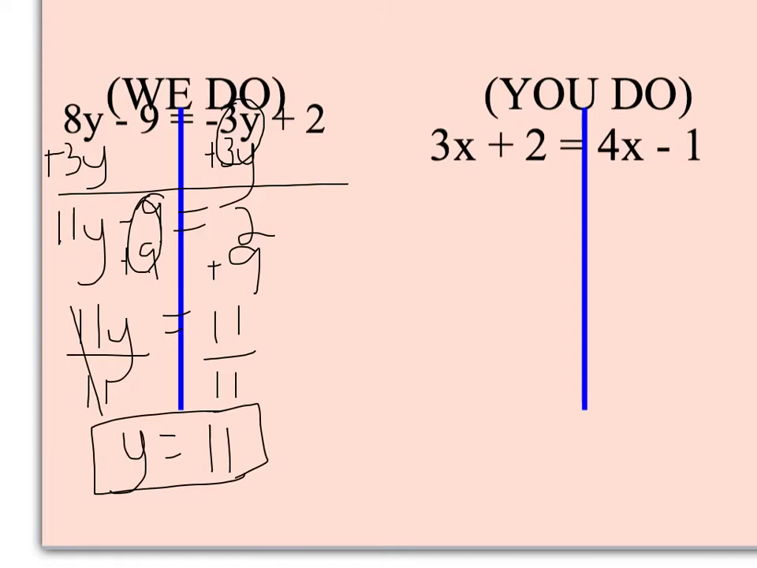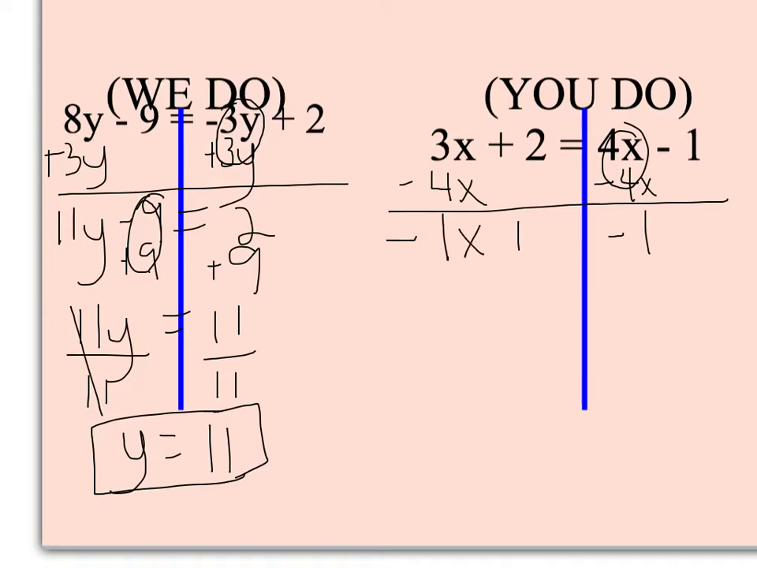Okay, so pause the video for a moment and try the you do on your own. There's a couple different ways that you can do these, but the first thing I want to do is get the x's all on one side. This would become 0, and I'm left with negative 1 here. If I bring these down, 3 minus 4 is negative 1 plus 2. Notice that I lined up my negative 4x over here underneath the x.